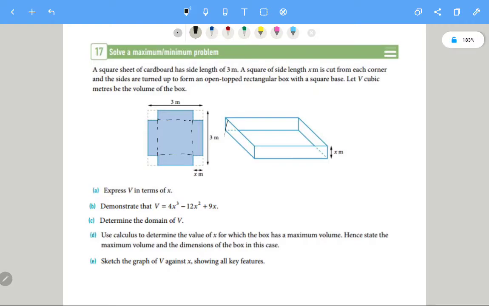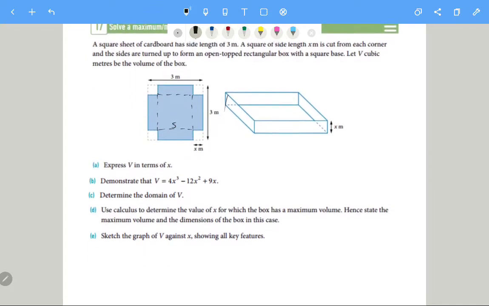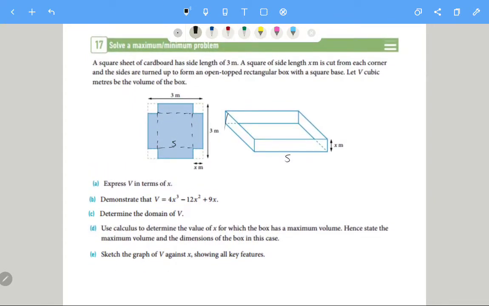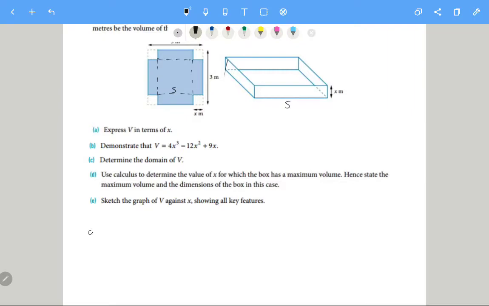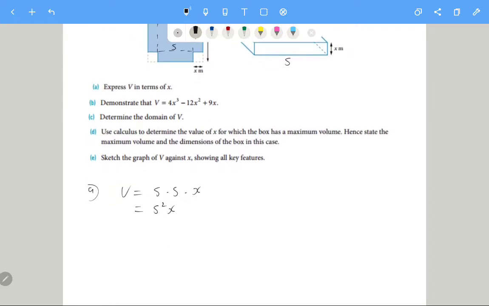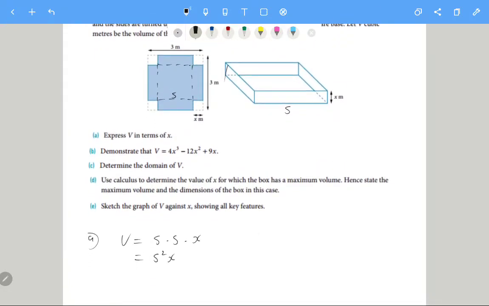So it's going to have some side length, let's not call it x, let's call it S. This side length S is going to be here, and here, and here, and here. And so the volume of the whole thing is just S times S times x, or S squared x. The real question is, what's S equal to?